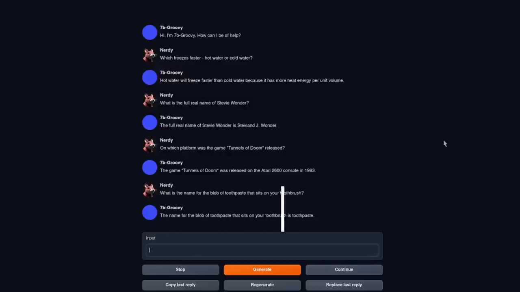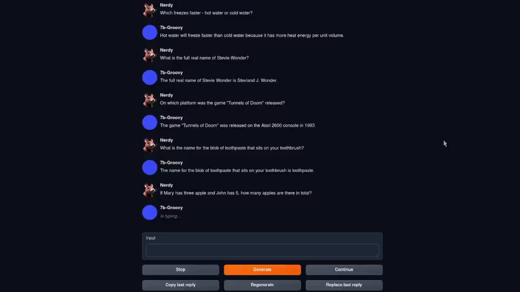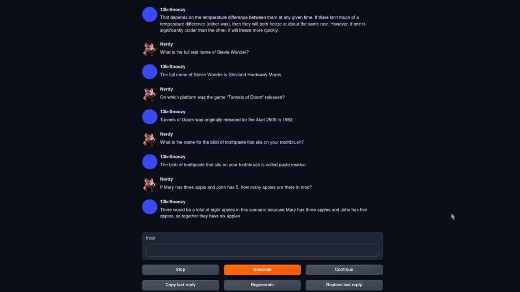All right, let's try some reasoning tests now instead. Here, if Mary has three apples and John has five, how many apples are there in total? Let's see if 7B Groovy can figure this out. There are a total of 10 apples in this scenario. That's correct. 3 plus 5 is most certainly equal to 10. All right, let's try with 13B Snoozy. There would be a total of 8 apples in this scenario because Mary has 3 and John has 5. So together they have 6 apples. Okay, also interesting. So it got it right the first time, but then just sort of carried on waffling and pretended there were 6 apples.